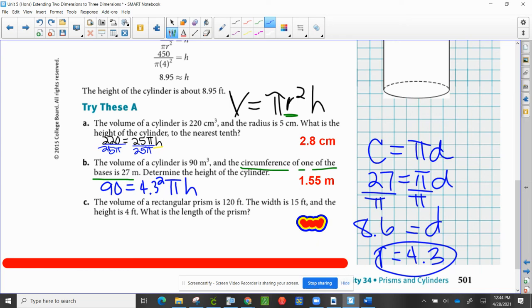Okay, one last question here. It says the volume of a rectangular prism. So remember, for the volume of a prism, it's the area of the base times the height. Now they're saying it's a rectangular prism, so that means our base is a rectangle. So we're going to use that here in a second. So it says the width is 15 and the height is 4. What is the length of the prism? So go ahead and try and work this one out. See what you get for the length of the prism.